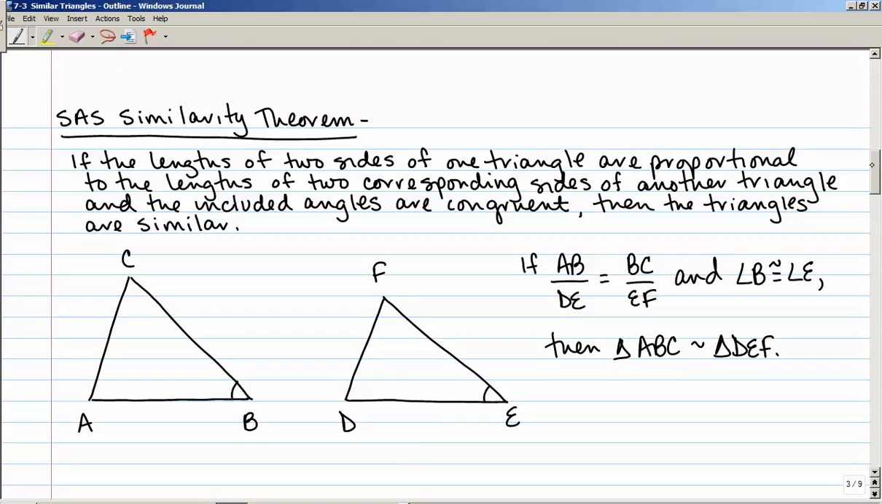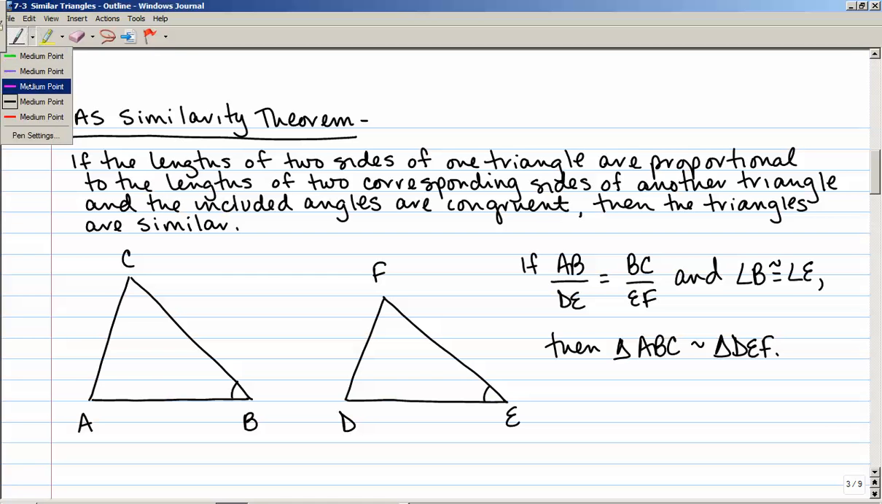And the last one is the SAS Similarity Theorem. Remember we had SAS for congruent triangles, where the congruent angle had to be between two congruent sides. So again, the angle we're talking about has to be between the two sides that we're talking about. So this says if the lengths of two sides of one triangle are proportional to the lengths of the two corresponding sides of another triangle, so two sides of one are proportional to two sides of the other, and the included angles are congruent, so the angles in between are congruent, then the triangles are similar.